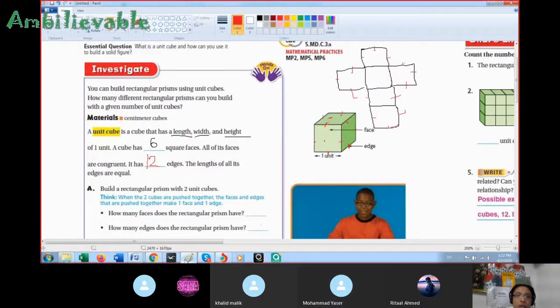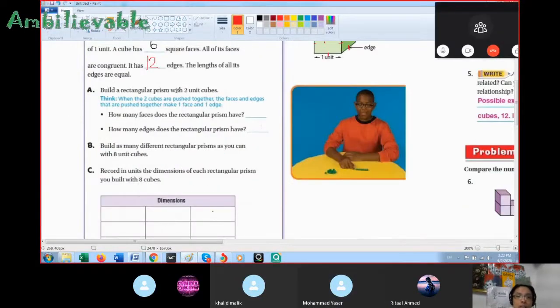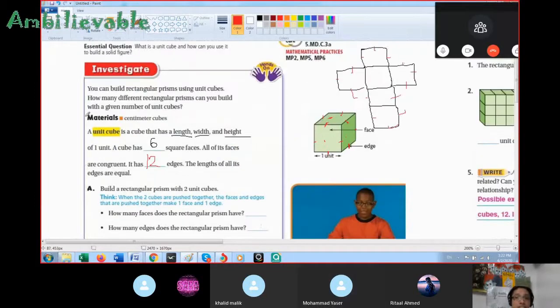Oh, you have to write that one. Build a rectangular prism with two unit cubes. Think when the two cubes are pushed together, the faces and edges that are pushed together make one face and one edge. How many faces does a rectangular prism have? Six. Now there are six.